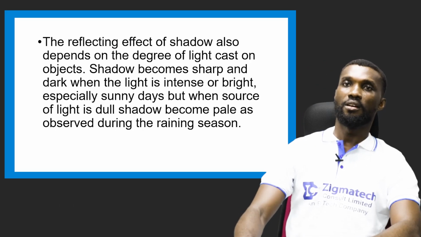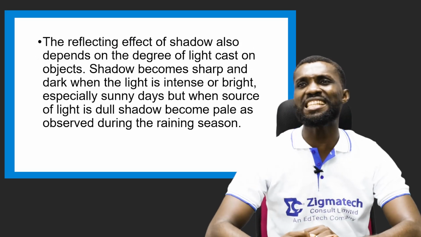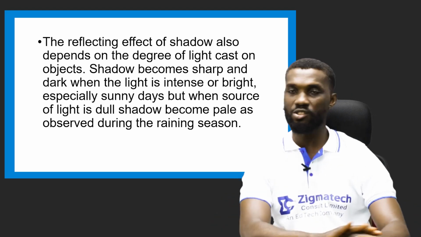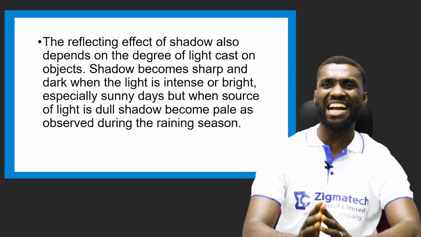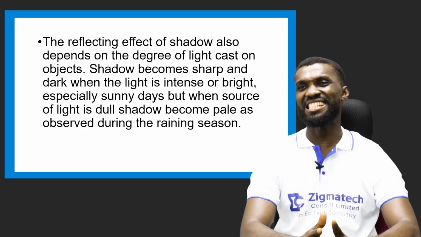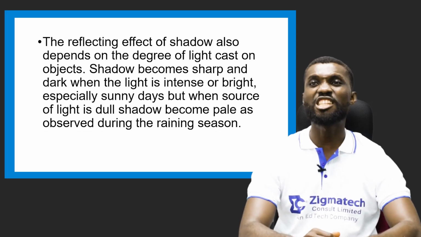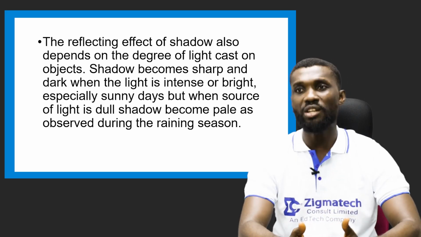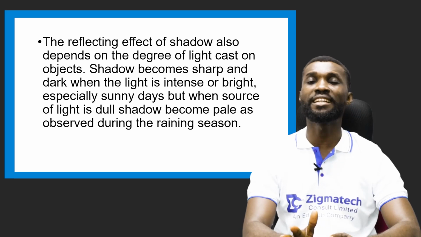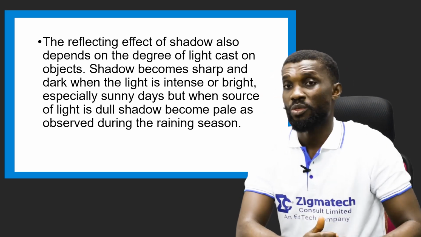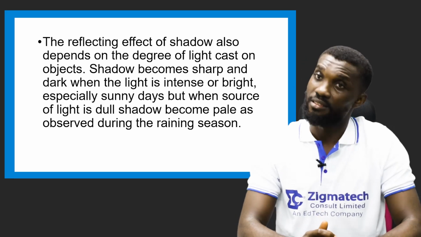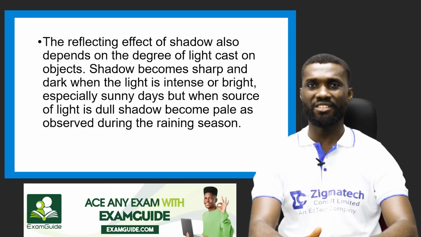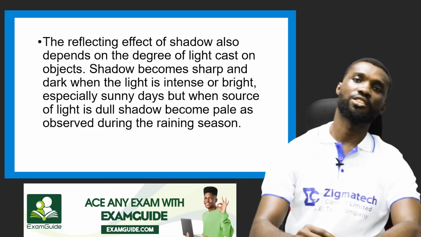All right. So let's continue. Now, the reflecting effect of shadow also depends on the degree of light cast on this object or cast on any object. Shadow becomes sharp and darker or even dark when the light is intense or brightest, especially on sunny days. But when the source of light is dull, shadow becomes pale, as observed during the rainy days. So whenever the sun is very high and bright, man, there is sharp shadow. But whenever the entire atmosphere is dark as if it wants to rain, you see pale shadow.